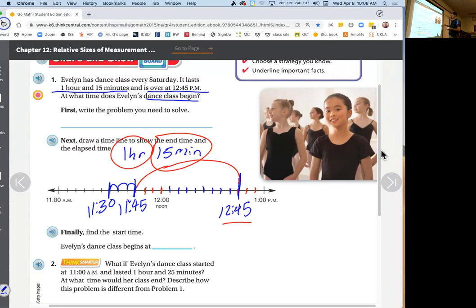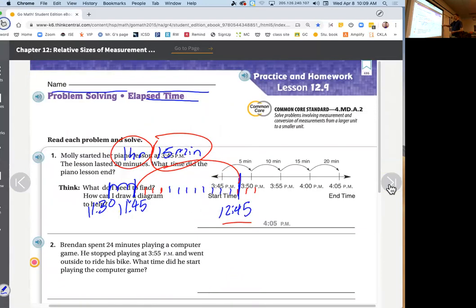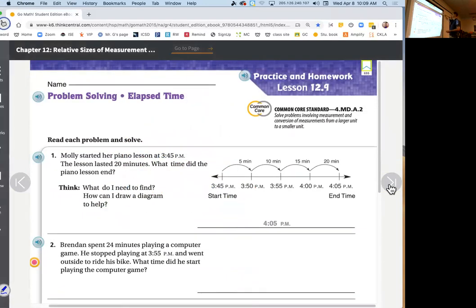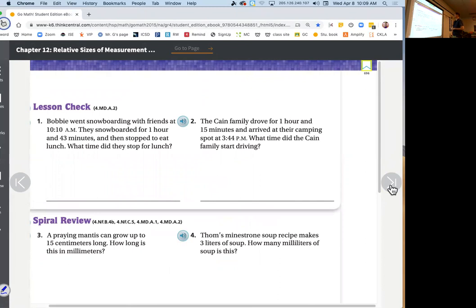Okay. All right. So you can work on this page on your own, or you can jump over to page 695, work on these few problems, and then do the next page, which was 696. All right, so there's your work for today.